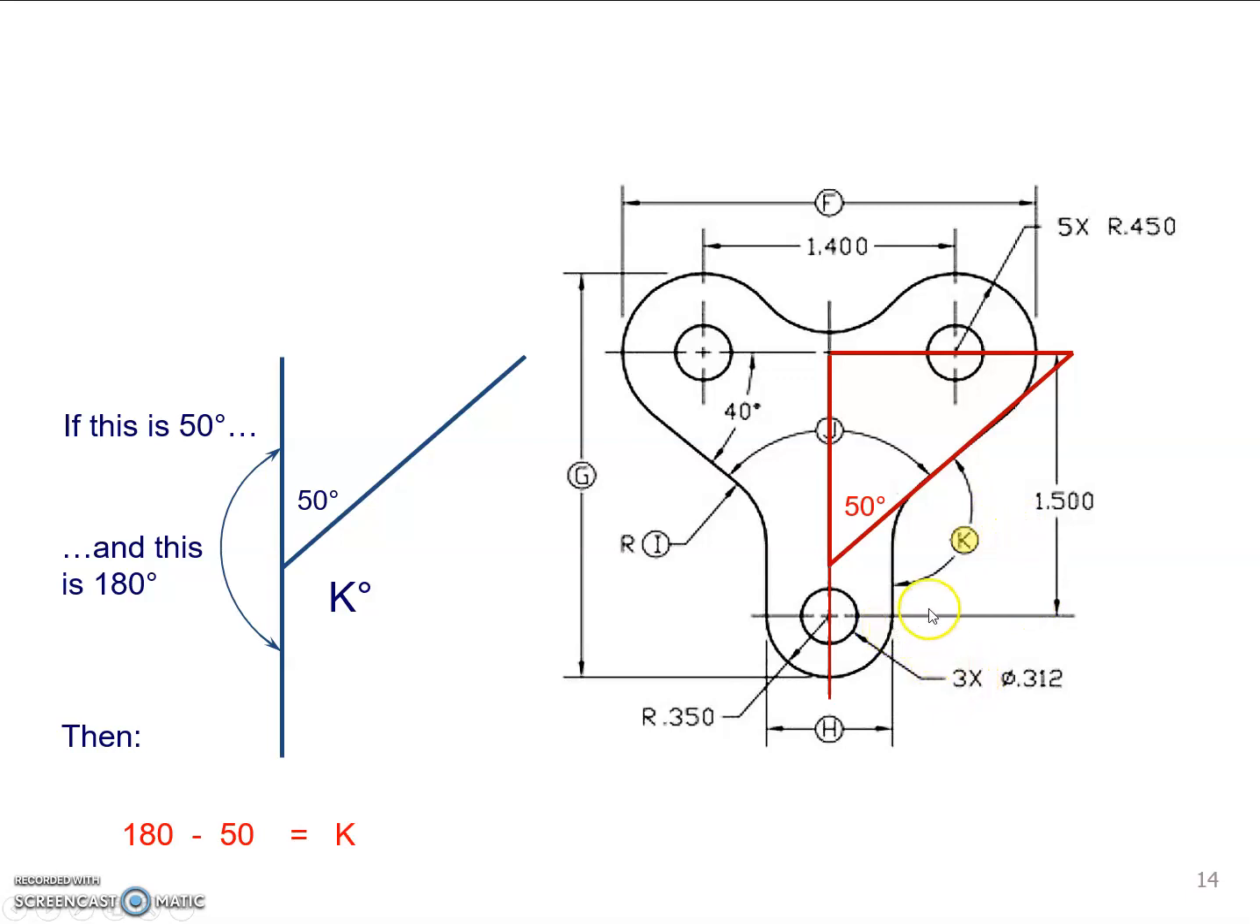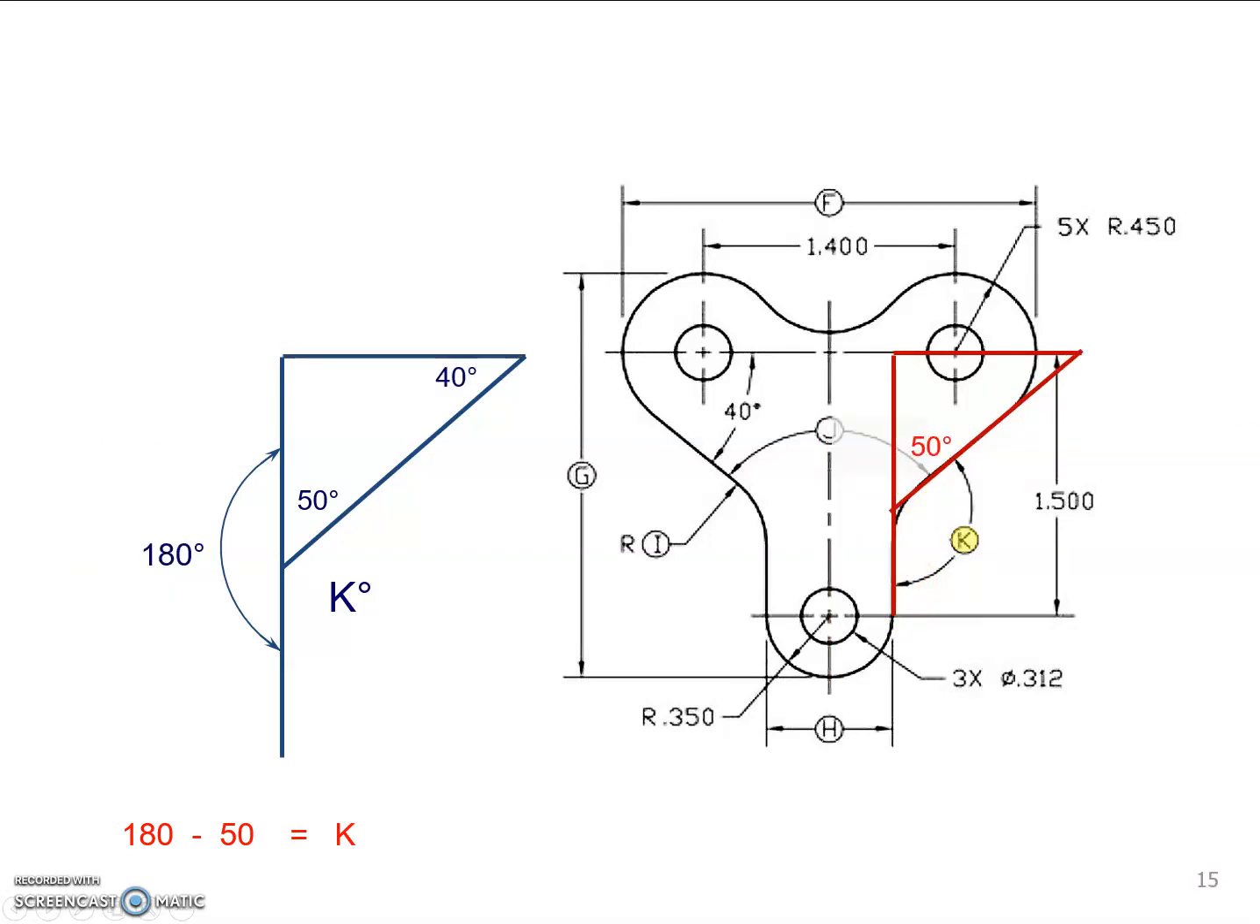Now you might object, wait a minute, K is over here on this side of the ear, and we've been looking at a triangle going through the middle. That's no problem. This is a vertical line through the center, and this is a vertical line at the edge of the ear. So we could just make similar triangles. We could still have a 40, 50, 90 triangle. We would still have a 180 degree line minus 50. That would still give us K.